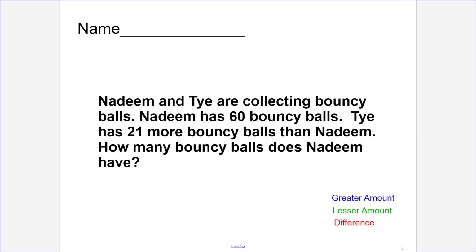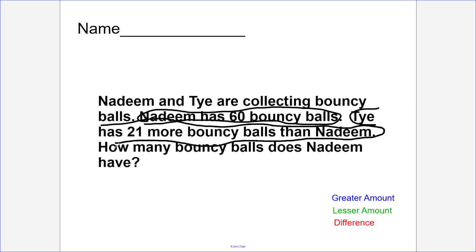Here's the problem. Let's read it together. Nadim and Ty are collecting bouncy balls. Nadim has 60 bouncy balls. Ty has 21 more bouncy balls than Nadim. How many bouncy balls does Nadim have? I can clearly see that one of the pieces of information is that Nadim has 60 bouncy balls. The other piece of information is that Ty has 21 more bouncy balls than Nadim. The question we need to solve is how many bouncy balls does Nadim have?